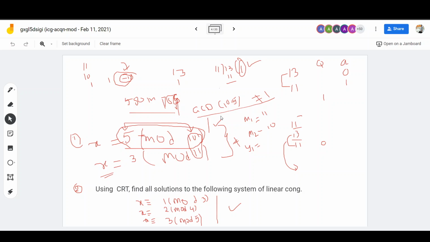For the RSA algorithm, beforehand, you have to keep two large prime numbers, P and Q.